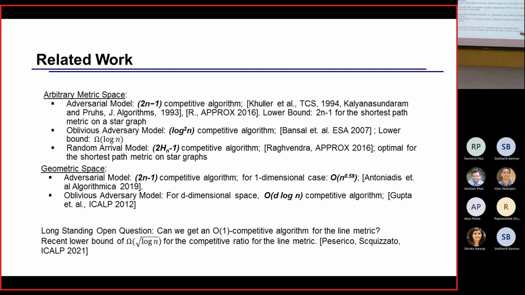Recently, in 2021, it's been shown that there's a lower bound of omega of square root of log n for the line metric. So you cannot hope to get a constant competitive algorithm. But nonetheless, the gap is too huge, n to the 0.59 for the line metric, as opposed to square root of log n at the lower bound.